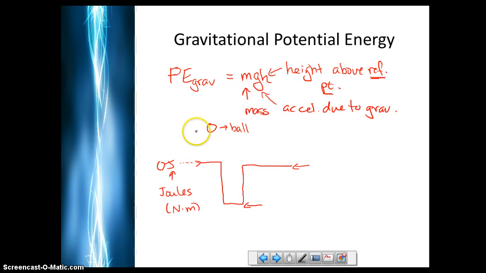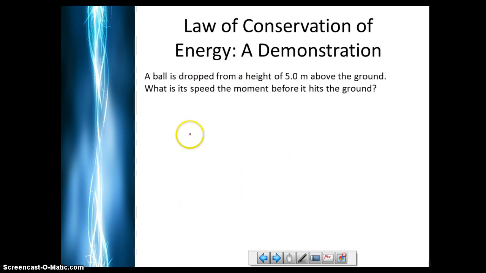So that's the big thing to remember with gravitational potential energy: you always have to note where you set your reference point. And then this simple equation is how we're going to calculate it. Okay, so let's see how this is all going to work.